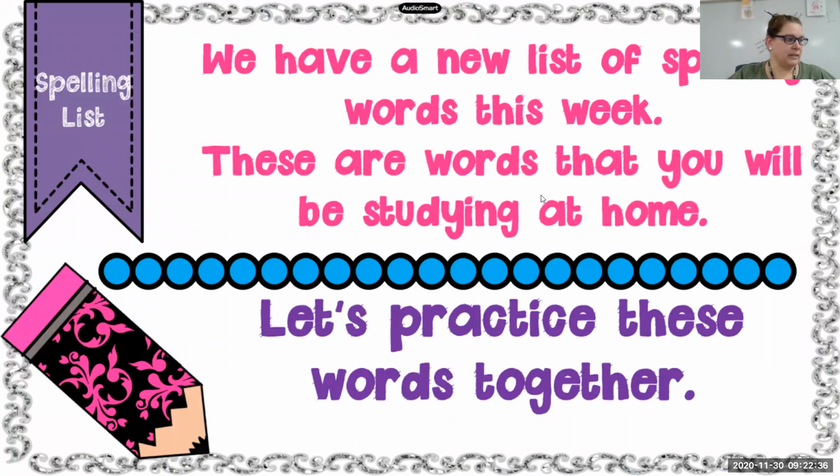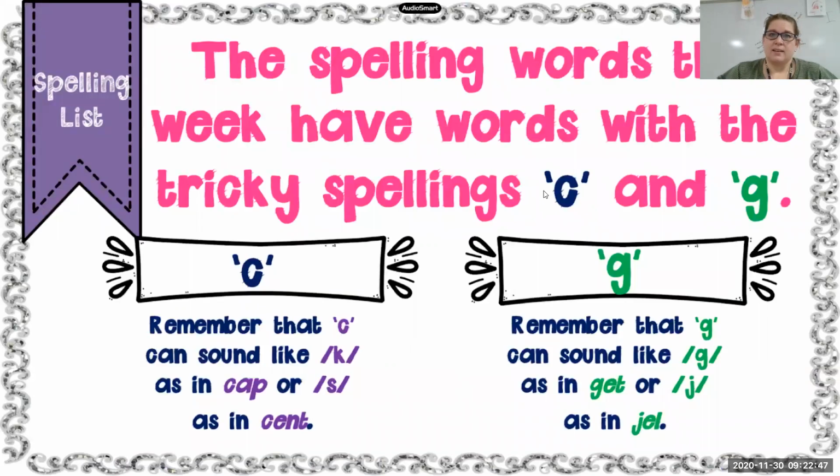So we have a new list of spelling words today, and these are words that you will be studying at home. Guys, you've got to study these at home, okay? So we're going to practice the words together. Our spelling words this week have the tricky spellings for C and G. Remember that the letter C can sound like K, like in cap, but it can also say S, like in scent. And the letter G can be like G as in get, or J as in gel.